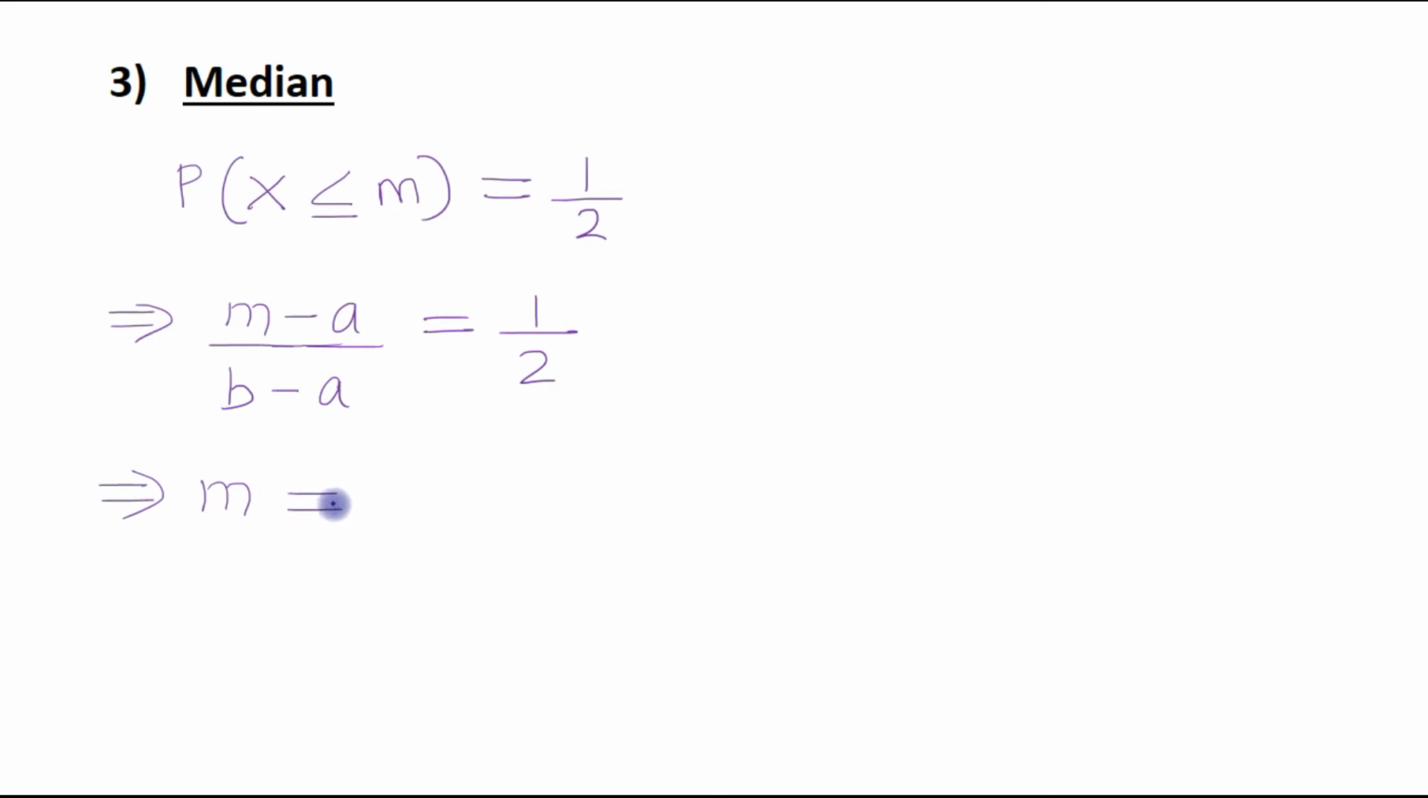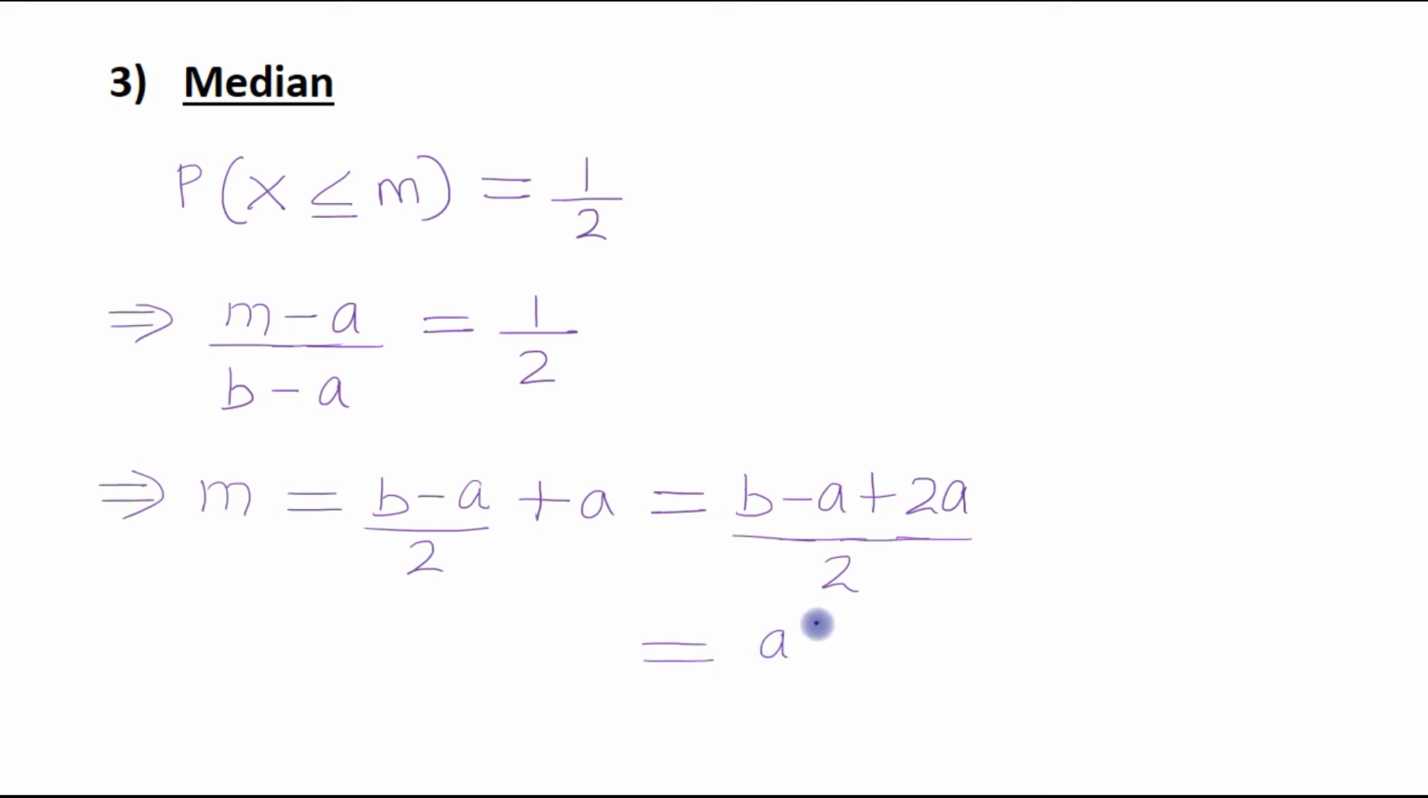Median equals b minus a upon 2 plus a, and this will become a plus b upon 2. So the median in case of uniform distribution is a plus b upon 2.